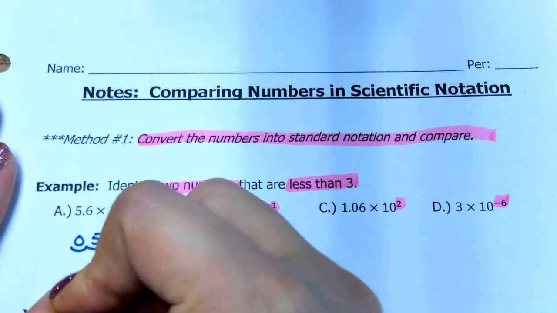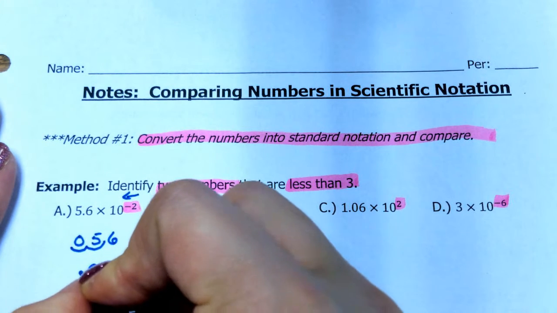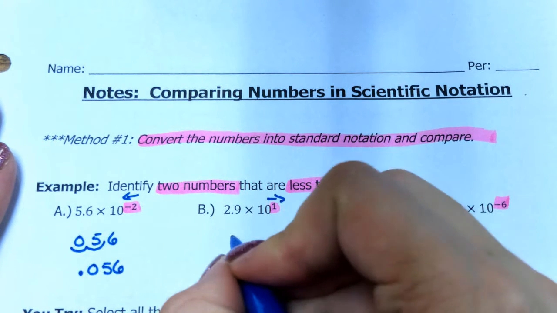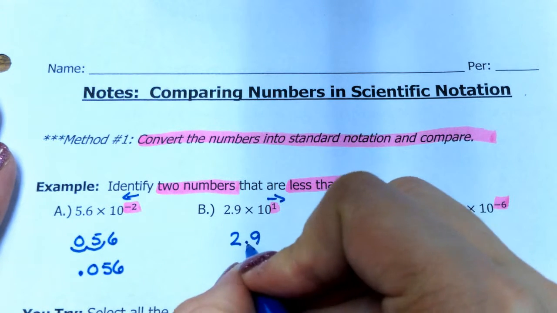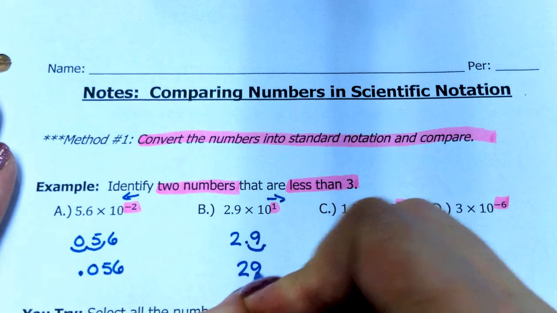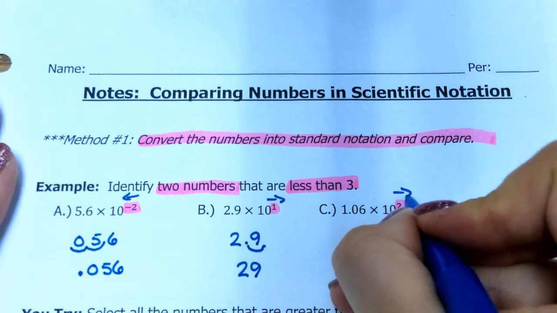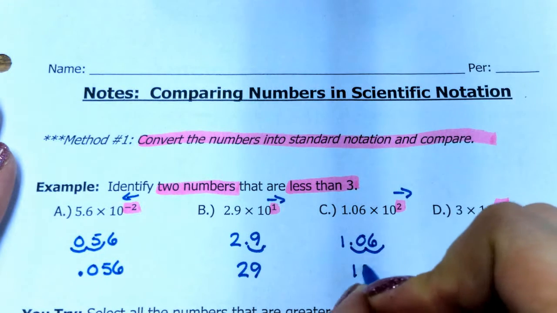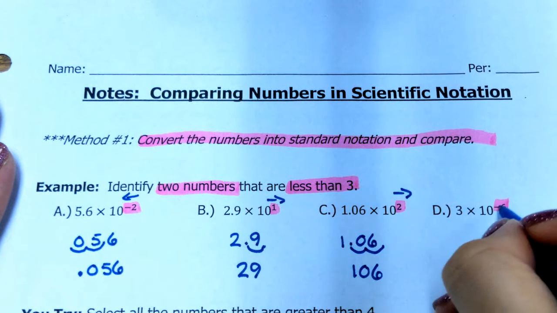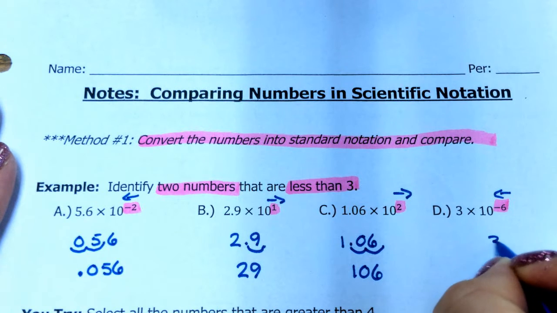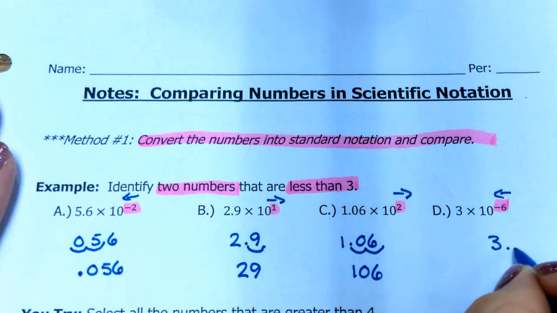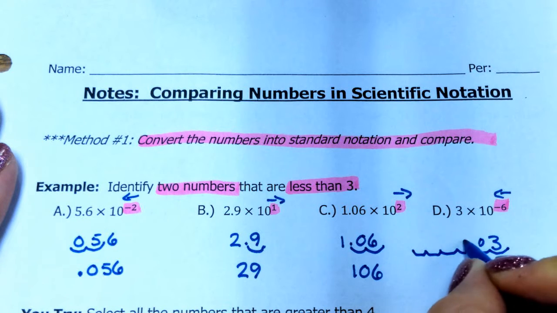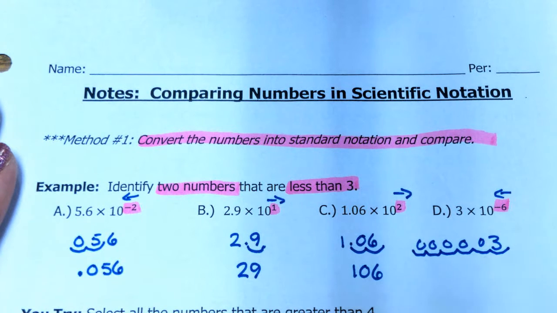This is a -2, so I know I'm going to move left. 5.612. There's that number. This one's going to the right. This is 29. To the right again. 106. And this one is going to the left. Remember that decimal starts after the 3. Moved it 6 times.